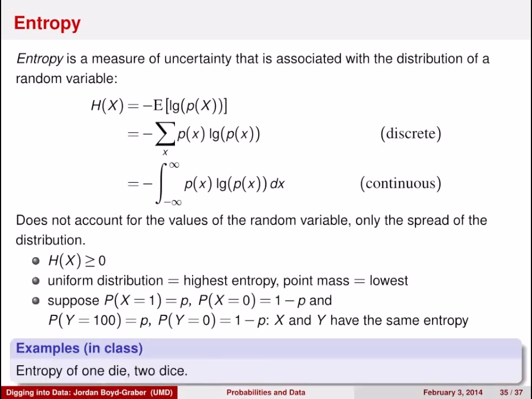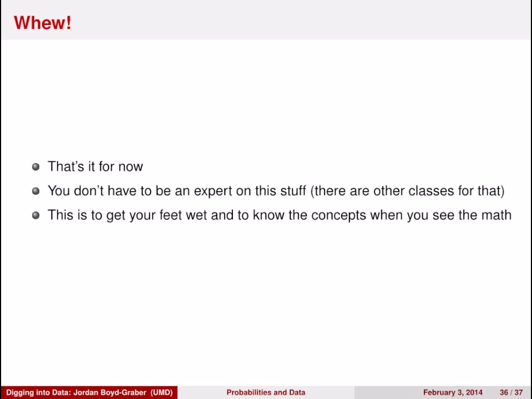In class, we'll work through some examples for both 1 die and 2 dice. I realize this has been a lot of material, so that's it for now. We'll review this stuff in class and answer your questions. I'm sure you'll have a lot of them, but hopefully this has gotten your feet wet and you'll be ready to really absorb these concepts when we go over examples in class.